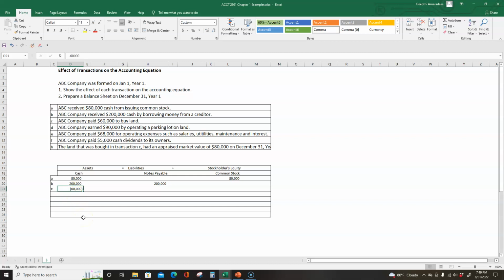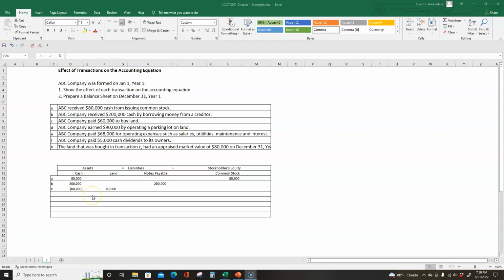So cash decreased by $60,000, but our accounting equation is still not in balance. What else happened? Well, the company received land. The company bought land. So now they have a new asset called land. So I'm going to have another column that says land. And I'm going to put that 60,000 as land. Now, what happened to our land? Did our land increase or decrease? Our land increased by 60,000.